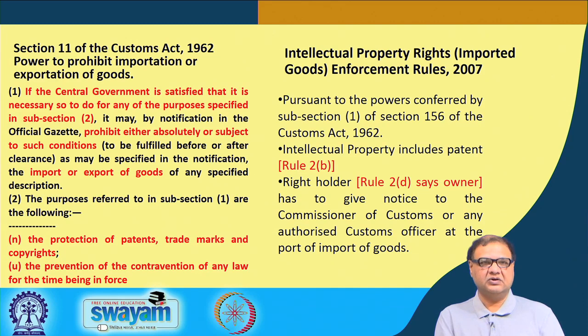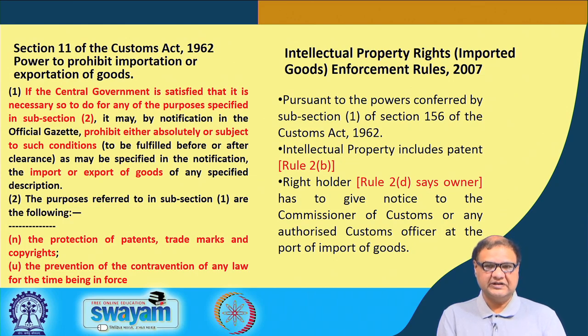Now, the central government by this section is empowered to prohibit the entry of an article in India for the purposes which have been referred to in subsection 2. In this regard, the most important subsections are subsection N, which talks about protection of patents, trademarks and copyright, and subsection U, which is a general subsection, which talks about the prevention of the contravention of any law for the time being in force.